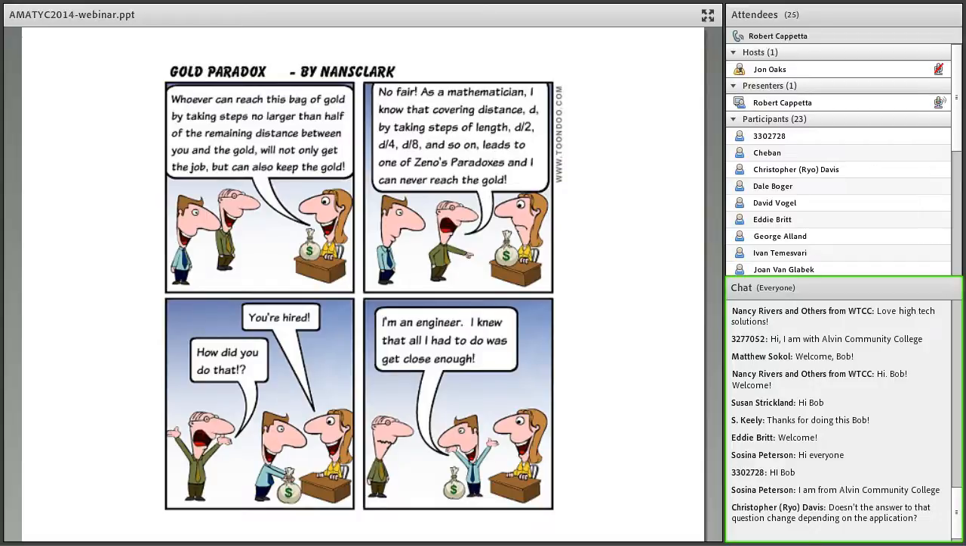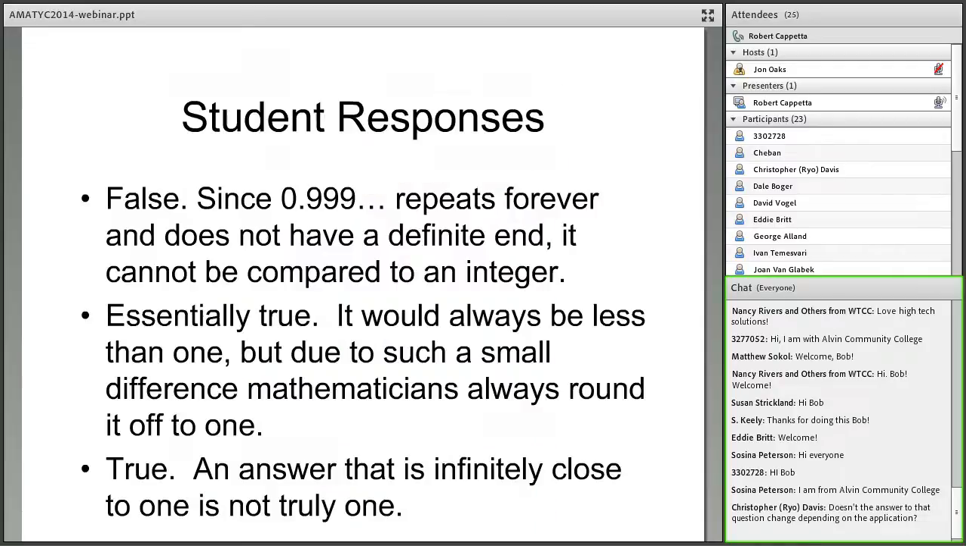Here's a nice little cartoon talking about Zeno's paradox. Because frankly, the 0.99 repeating question is in essence a notion of Zeno's paradox. What does it mean to go to infinity? What does it mean to move? The engineer will get there. The mathematician doesn't think he will get there.